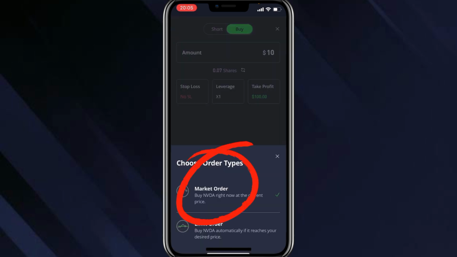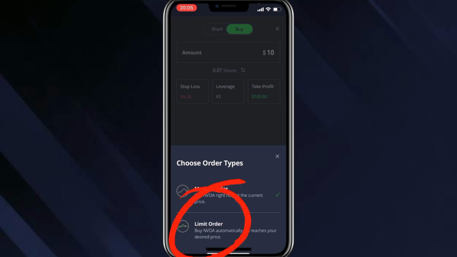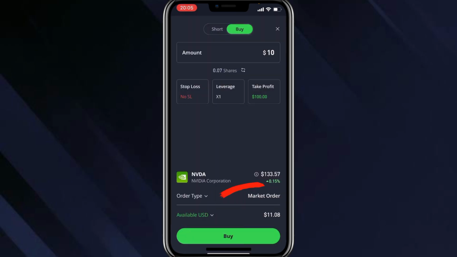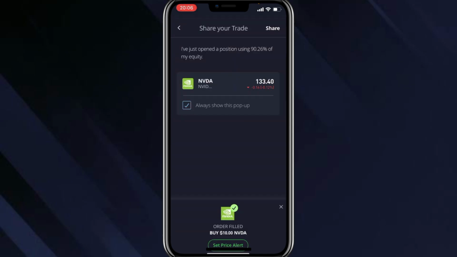Market order buys the stock instantly at the current price. Limit order buys the stock only when it reaches your chosen price. Click buy and just like that, the stock is purchased. And that's it. That's how to buy stocks on eToro.